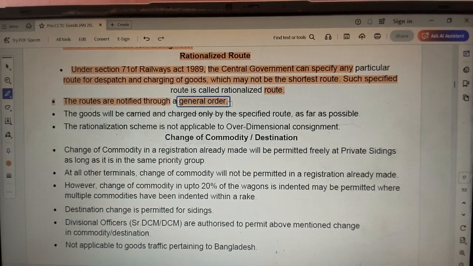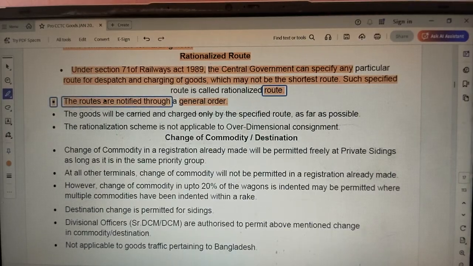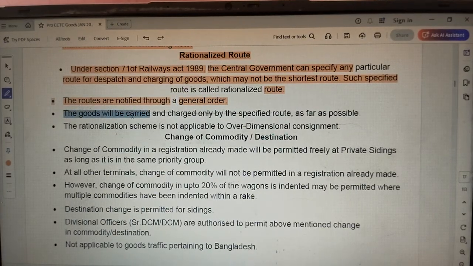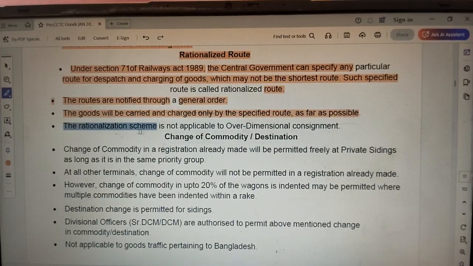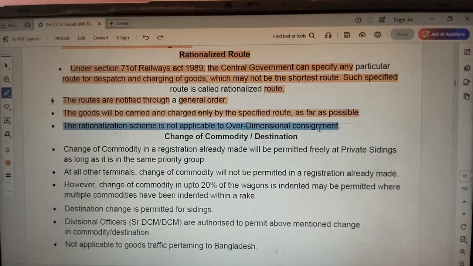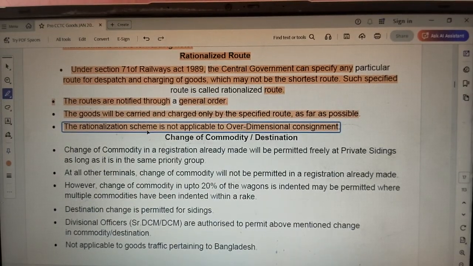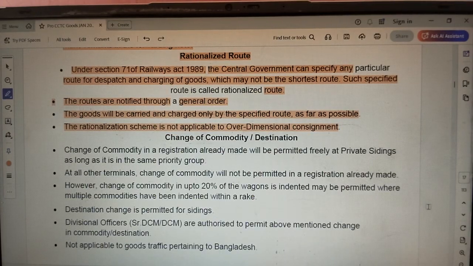They will ask the question: routes are notified through which order? Answer: general order. So the goods will be carried and charged only by the specific route as far as possible. The rationalization route scheme is not applicable to over dimensional consignment, ODC. So this is the rationalization route.